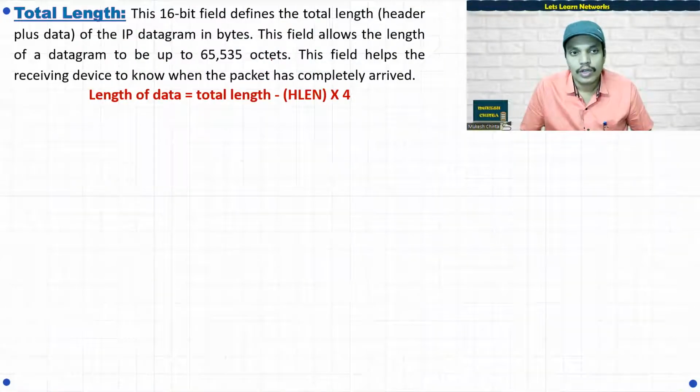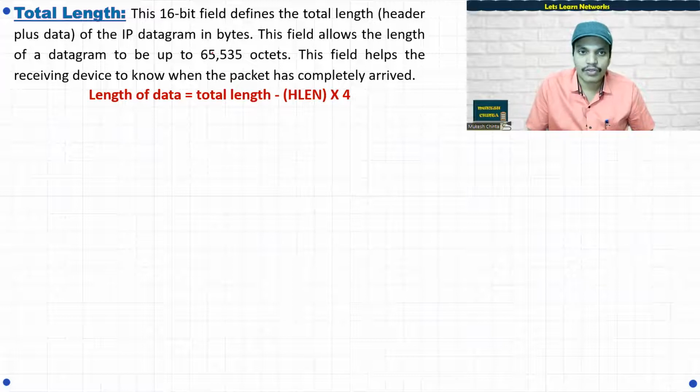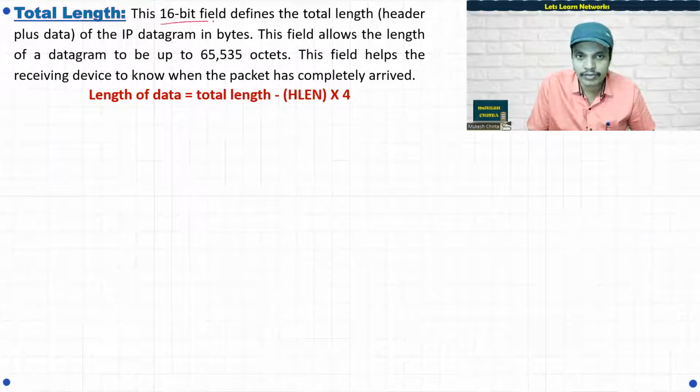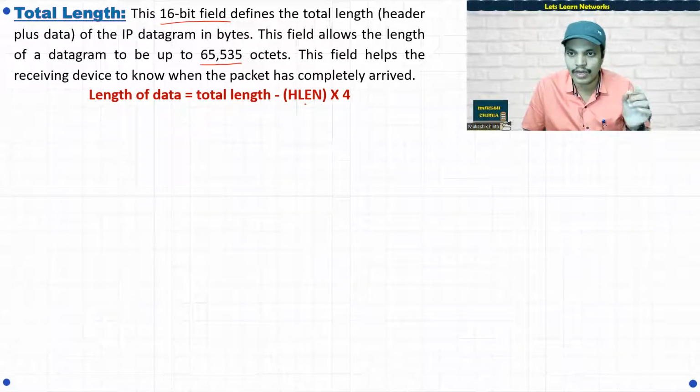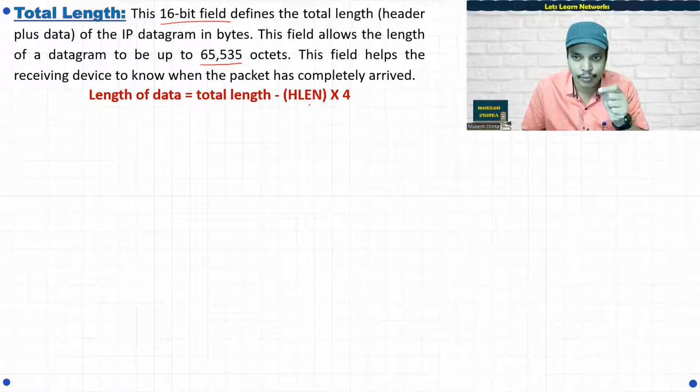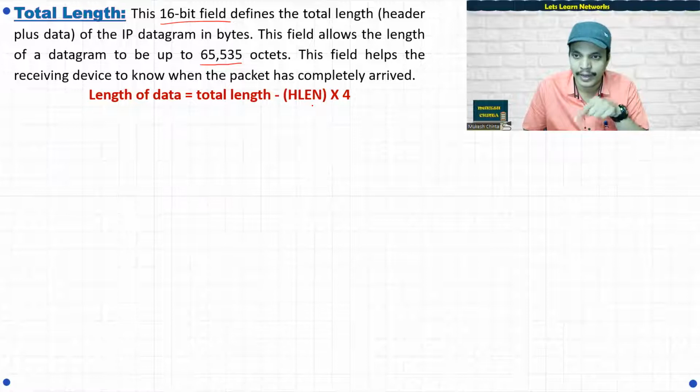Now, next comes the total length field, which is 16 bits in length. So the maximum you can have is 65,535 octets. It defines the total length, which includes the header and the data of the IP datagram. So this field allows the length of a datagram to be up to 65,535 octets. This field helps the receiving device to know when the packet has completely arrived. Once you see the header length, it will know what length the header is and from which point the data starts. And the total length will tell the receiver where the actual packet ends.